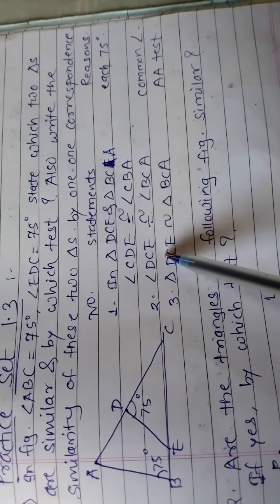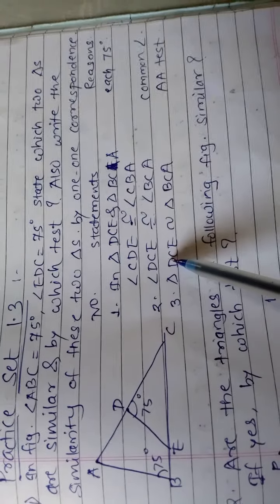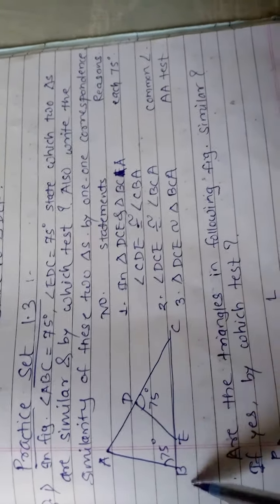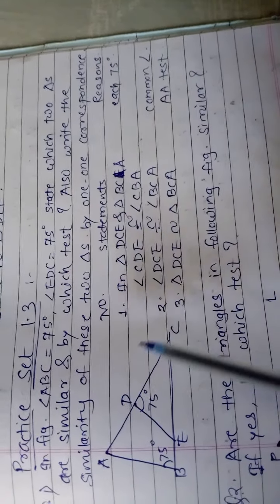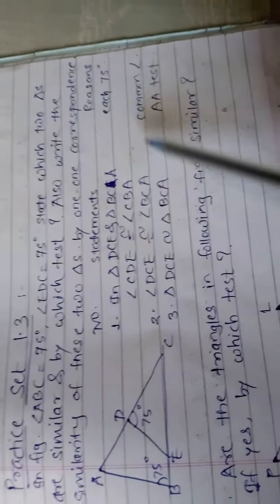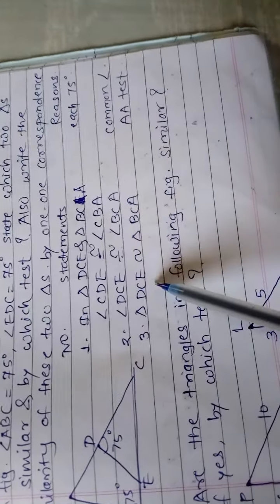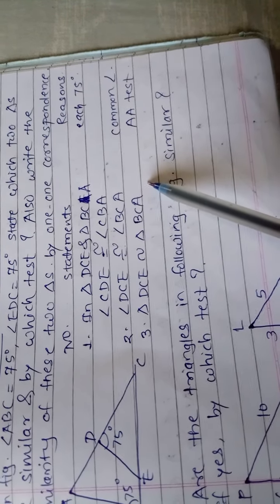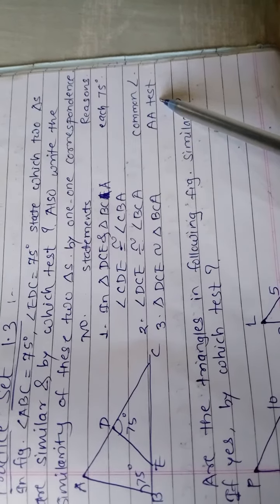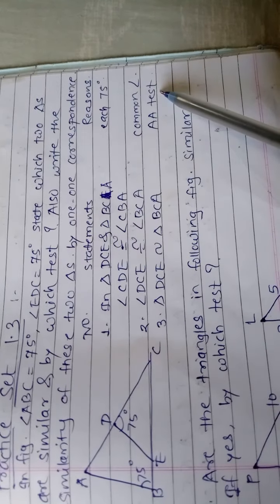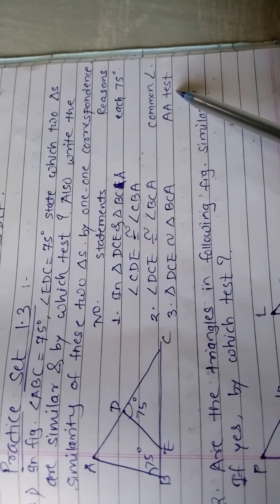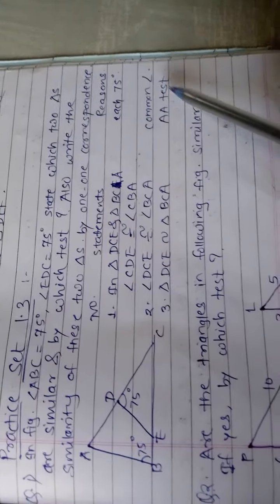Next one, angle DCA. See here, DCE and BCA, both are common angles, so the reason is common angle, and so the triangle DCE is similar to the triangle BCA. So by which test? It is the AA test, because we showed the two angles are congruent. So both the triangles are similar by AA test.